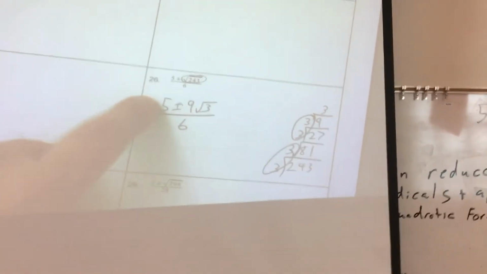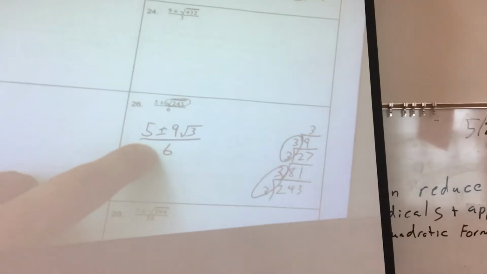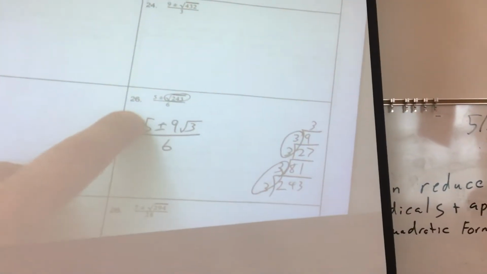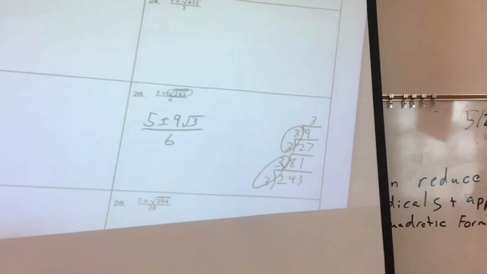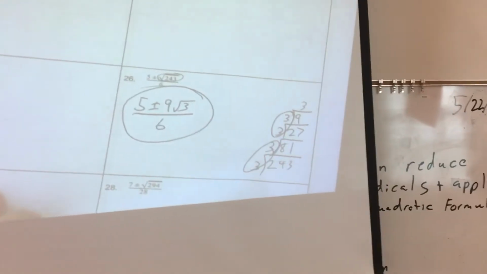In this case, the 9 and the 6 are both divisible by 3. I could reduce that, but the 5 and the 6 are not. Since one of them is not divisible by 3, I'm not going to reduce it. It stays that. That is my final answer on that.